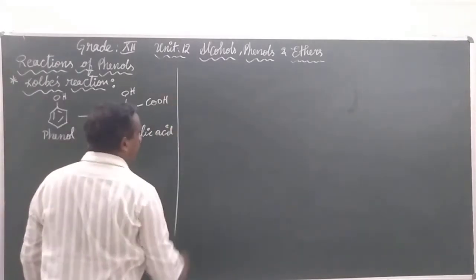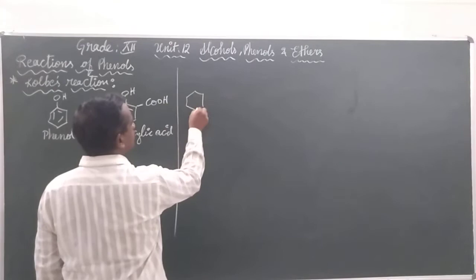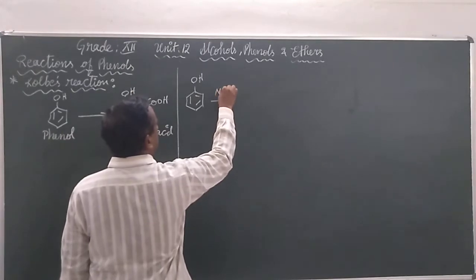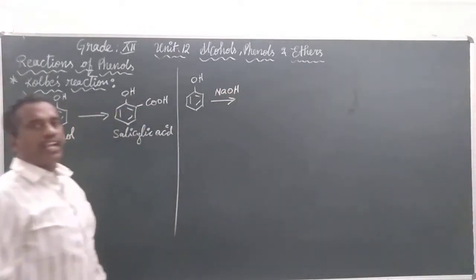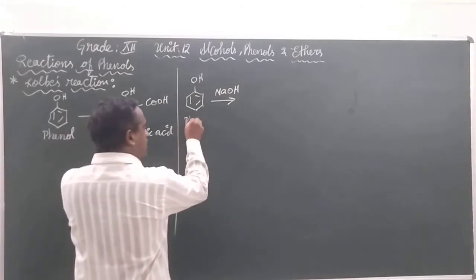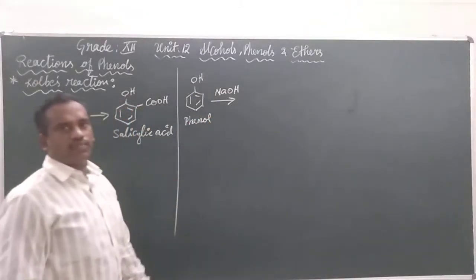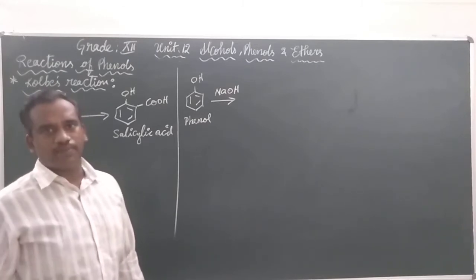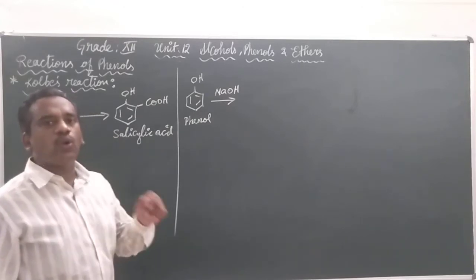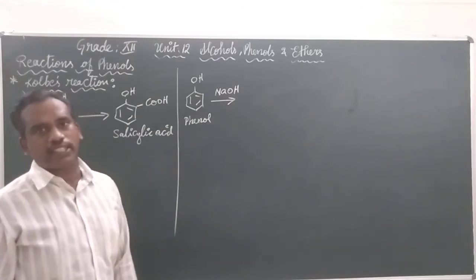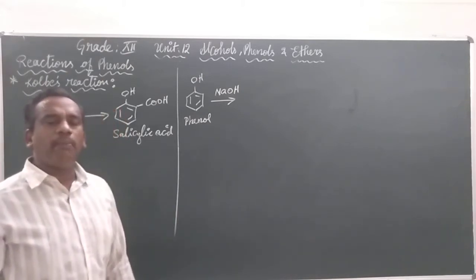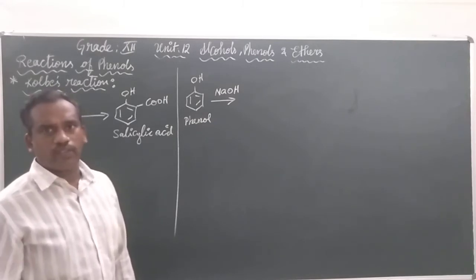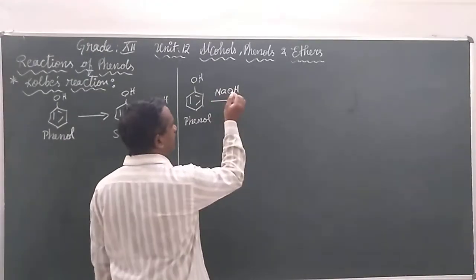Basically, we are going to react the phenol with sodium hydroxide. In the initial step, we react phenol with sodium hydroxide. We have already discussed that phenol is more acidic. Its pKa value is around 10, and due to this it is going to react with a base like sodium hydroxide. What happens when an acid and a base react with each other? They form the salt and water.